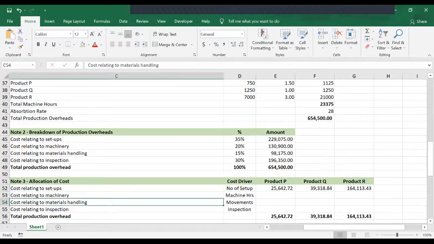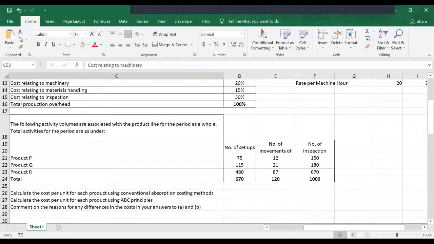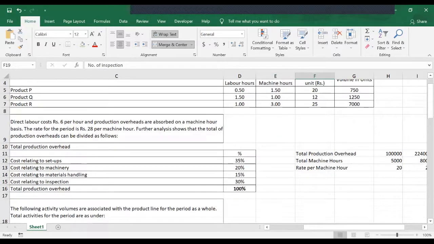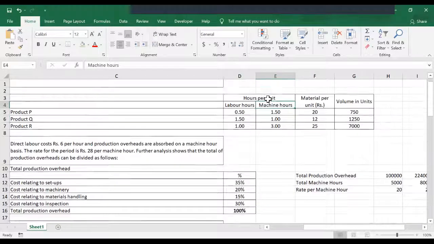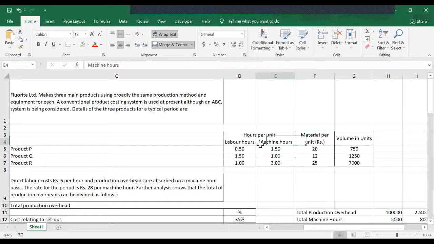Now the cost related to machinery. This one is a little not so obvious, how to calculate the cost driver. What you have to do is check the cost drivers that are given to us, and find out which one is the most appropriate one. So we have number of setups. For machine cost, number of setups does not really make sense. Number of movements of material does not really make sense. Number of inspections does not make sense. So labor hours, machine hours. We have machine hours given. So I believe that machine hours is the best option that we have been given.